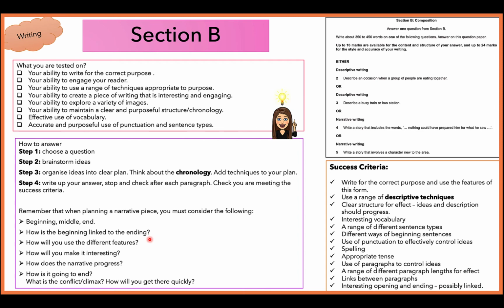So do think about your ending first of all. Think about, okay, this is where I want this to go, now how am I going to get there? How will you use the different features of narrative writing? Make sure that you've got setting, you've got plot, you've got characters. How will you make it interesting?